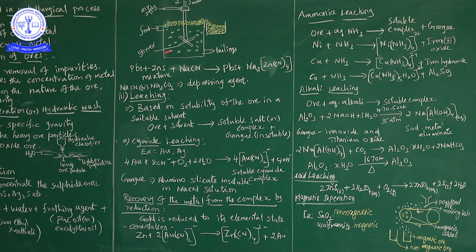The impurities settled at the bottom of the vessel can be collected through the pipeline. The collection of impurities through the pipe is known as tailings. So the froth flotation process is used to concentrate the sulfide ores.